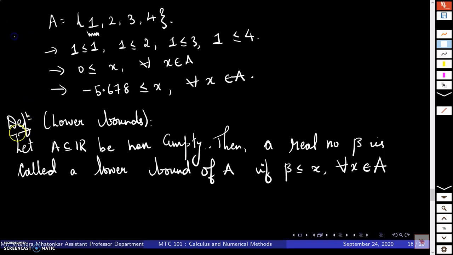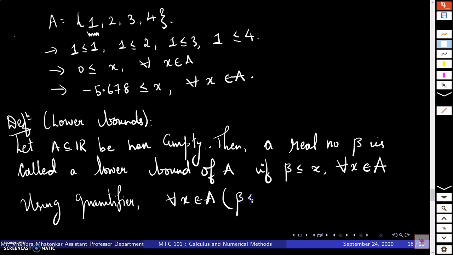So using quantifiers, how will I put this? Beta is a lower bound of A. Using quantifiers, I can write: every element of A is bigger than or equal to beta. So for all x in A, beta is less than or equal to x. That's how you write this using quantifiers.